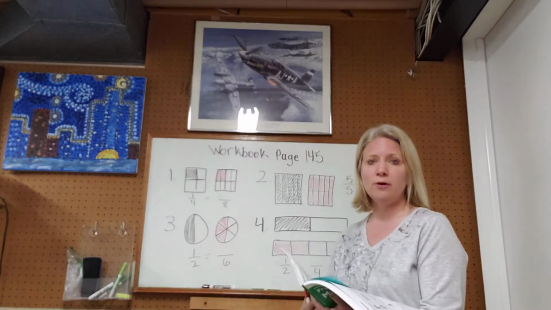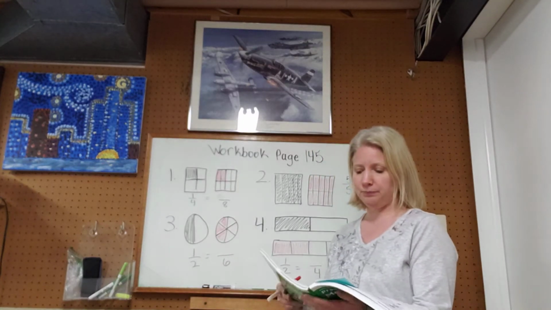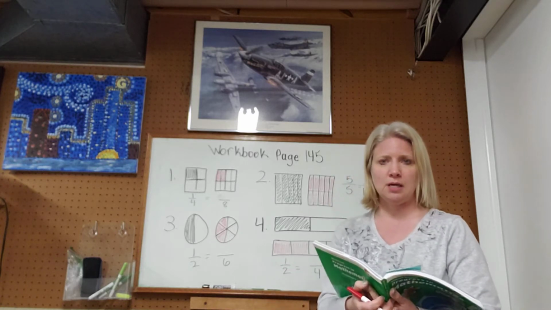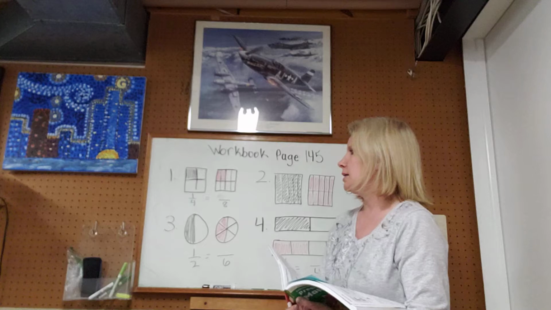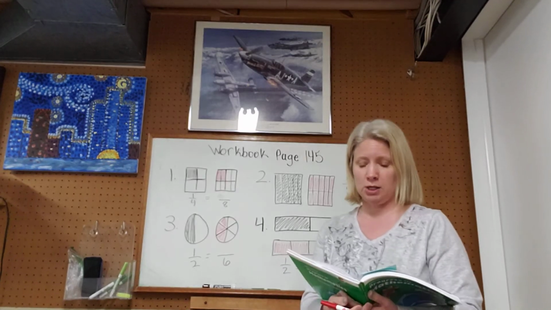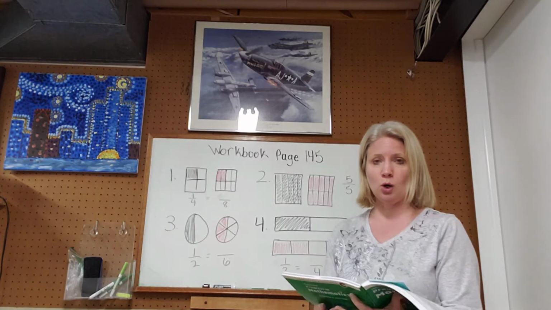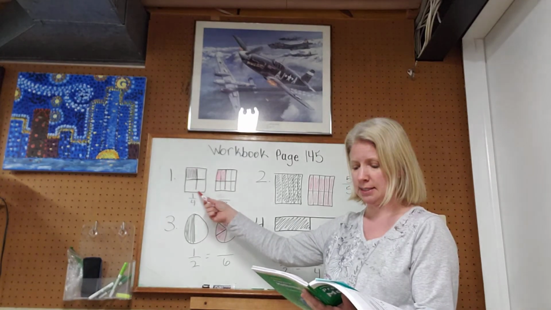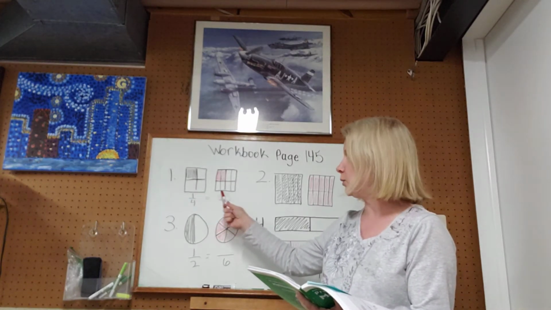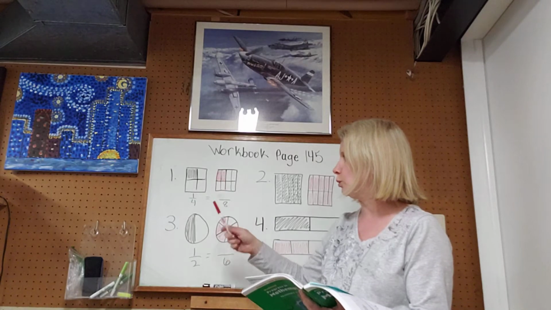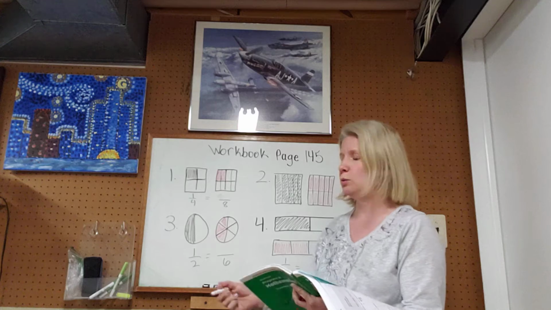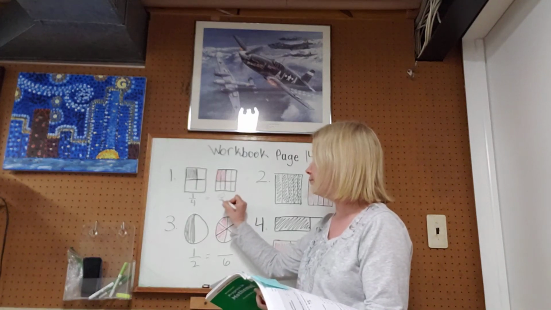Okay, page 145, number 1. Doing equivalent fractions. Hopefully you understood some of the videos that you were watching. So number 1 in your workbook, if a quarter of your square would be shaded, it's the same as equaling 2 out of the 8 parts. So your answer should be 2 over 8.